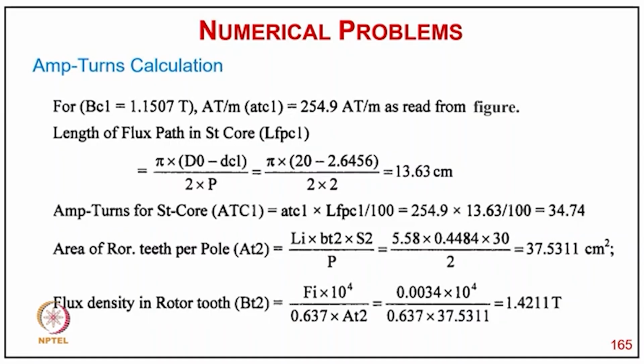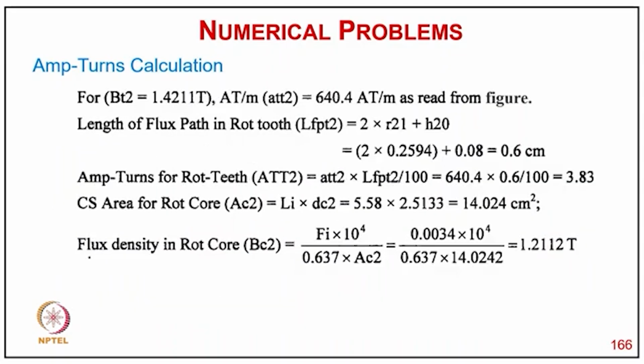The area of the rotor teeth per pole, ATR from LI BT2 into S2 by P, comes to 35.5311 centimeter, and the flux density from the relation of flux and this area comes to 1.4211 Tesla. For this flux density, the specific ampere turns from the magnetization characteristic comes to 640.4 ampere turns per meter, and the length of the magnetic circuit comes to 0.6 centimeter. So the ampere turns, specific multiplied by the length of the magnetic circuit path, comes to 3.83 ampere.